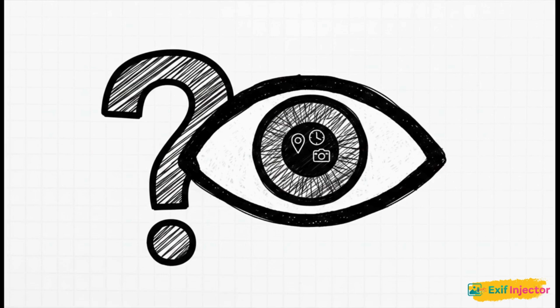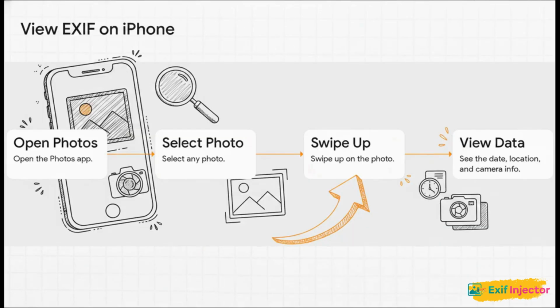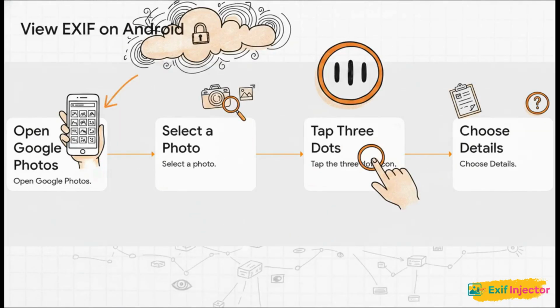So how can you see this data for yourself? Well, the good news is it's pretty simple. If you're on an iPhone, just open a photo and swipe up, you'll see the basics right there. And on Android, open a photo in Google Photos, tap the menu, and hit Details.